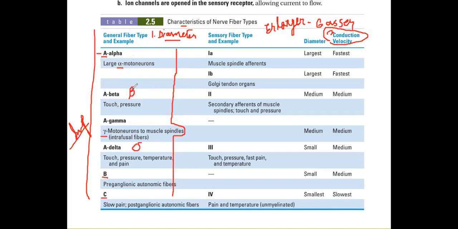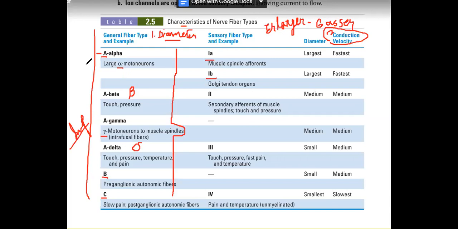So this is alpha, this is beta, this is gamma, and this is delta. So they have divided A fibers into further classifications, and then we have this A alpha divided into two more, 1A and 1B. Alpha is further divided into 1A and 1B. So how are we classifying?